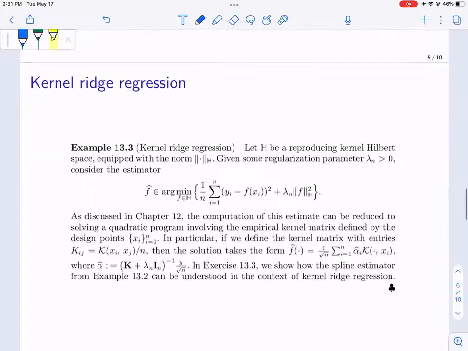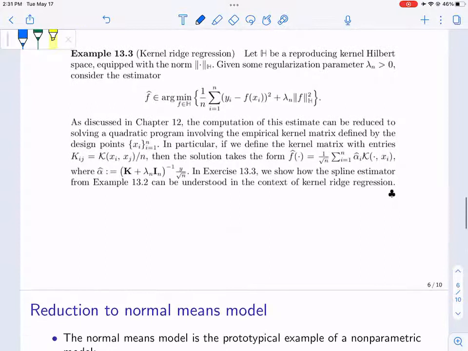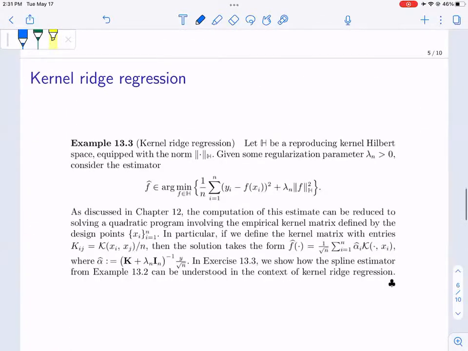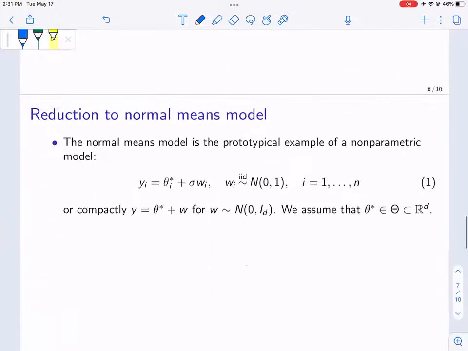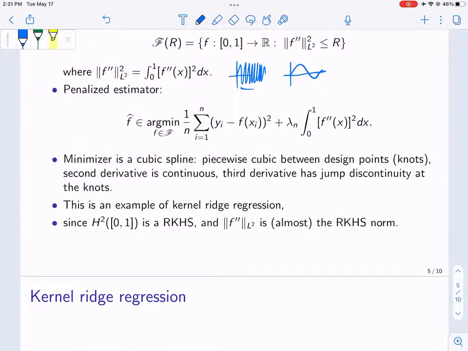There's a chapter in the book talking about kernel regression. And so you can write this as some sort of problem like this over a Hilbert space, where this penalty looks like the Hilbert norm, and then you can actually reduce it to a finite dimensional problem. Okay, any questions so far? So that's the setting. Okay, so what I'm going to do now is I would like to jump a bit ahead.